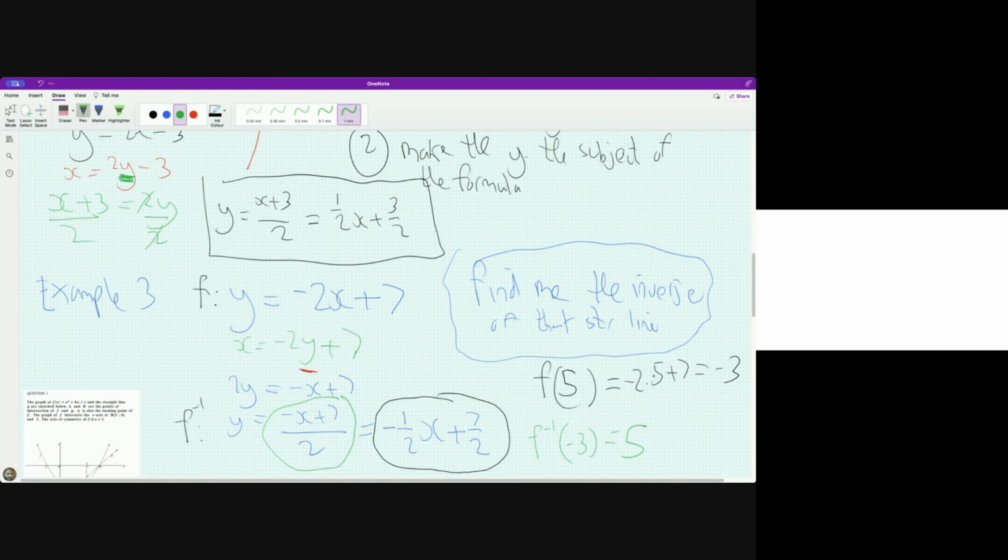And so this first half an hour was all about explaining what is an inverse function. It's a function that undoes the original one, our inverse. And the other thing is there's a quick way that we can find the inverse by switching the x and y around and making the y the subject of the formula.